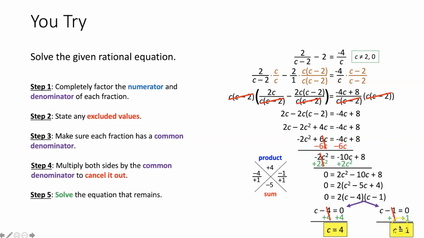Now we have two solutions to this equation up here. Please check to make sure that neither of these are included in your excluded values. They are not, so we are good. We're done.